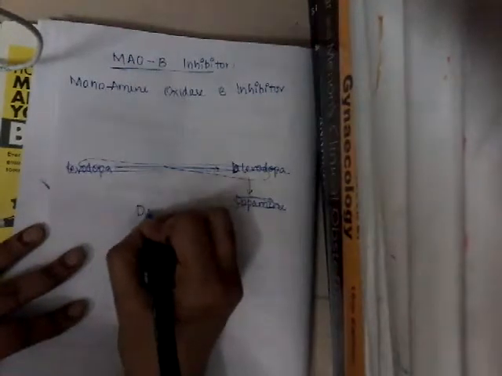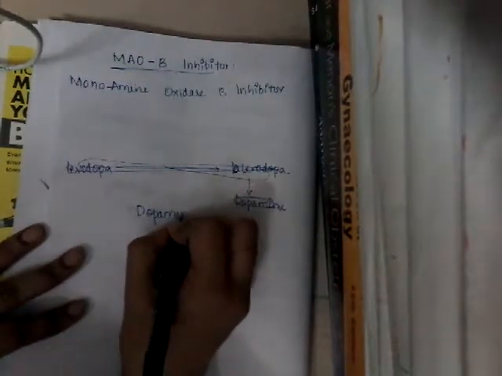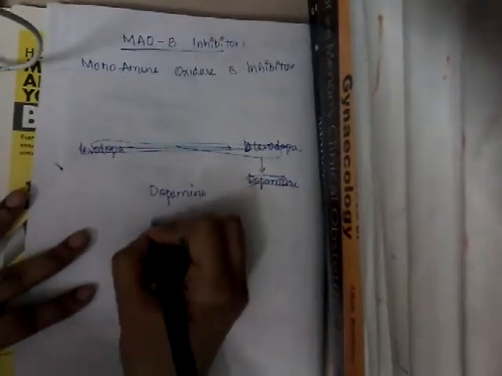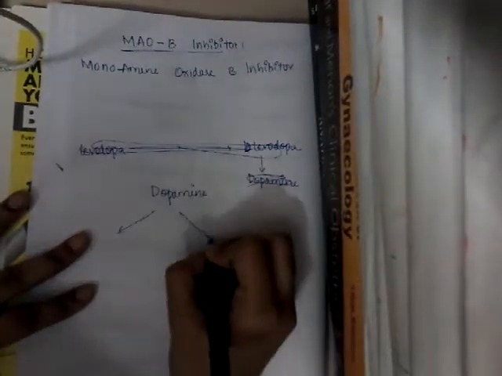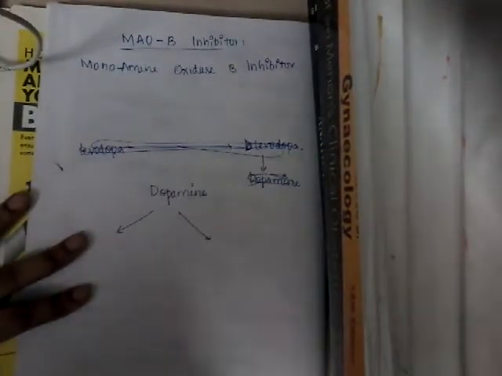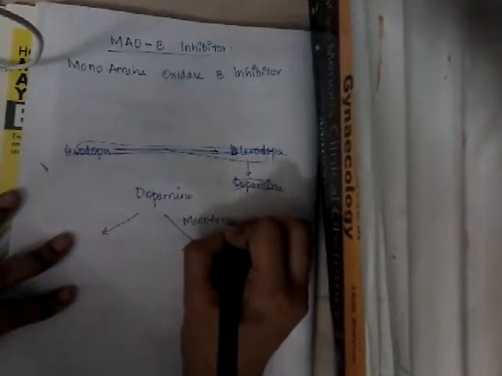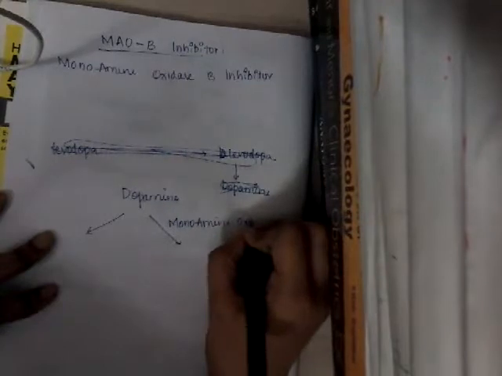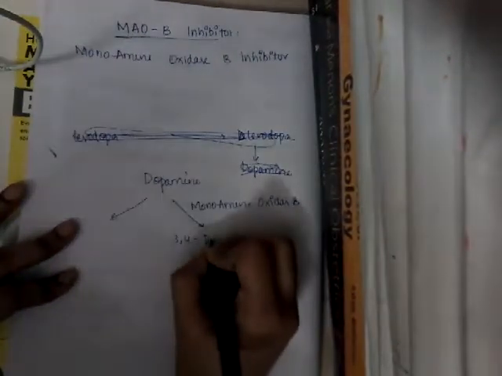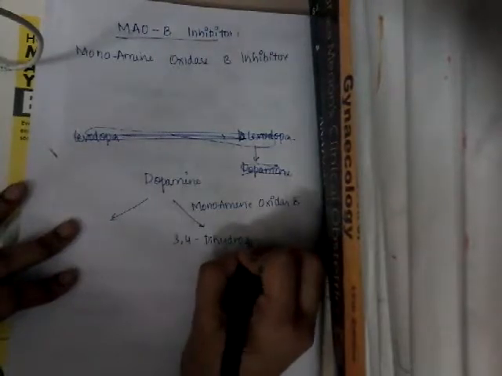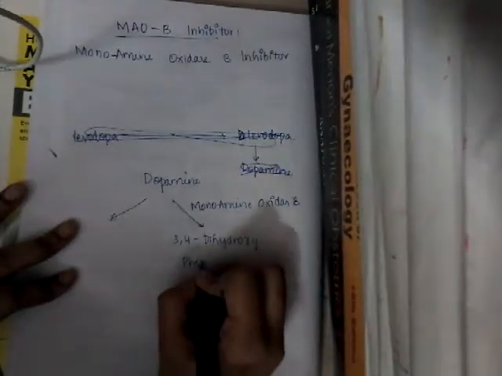So what does monoamine oxidase B do? Monoamine oxidase B is an enzyme which is involved in dopamine metabolism. Dopamine is metabolized by two enzymes. One is monoamine oxidase B, and it forms 3,4-dihydroxyphenylacetic acid, right?